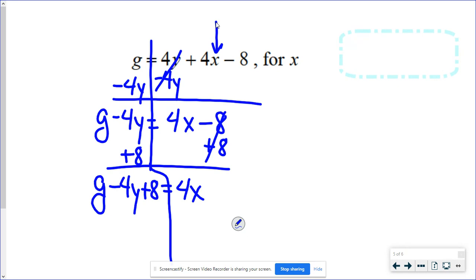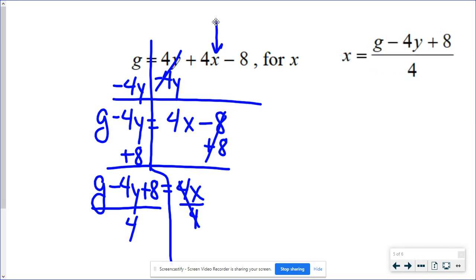Now, if I didn't have the g in this problem, both of those numbers would divide really nicely by 4. Since the g doesn't divide nicely by 4, I would just leave it as one big fraction. So my answer is just going to be x equals this big kind of a mess of a fraction. G minus 4y plus 8 all over 4.